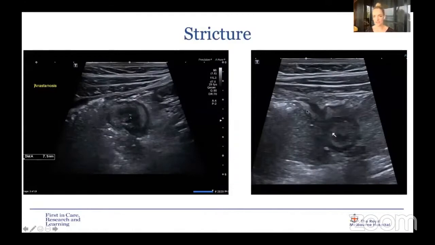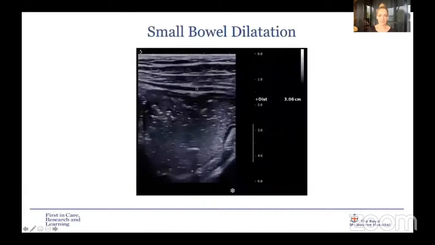This one I think demonstrates it slightly better. You've got your small bowel up here and this tight stricture here and then this area of dilatation proximal to it. You can see very thickened bowel wall at 7.1 millimetres. And as you can see, this is the area of pre-stenotic dilatation that was up at 3 centimetres, so 3.06 centimetres. So we say that anything greater than 2.5 centimetres is concerning and more than 3 centimetres is diagnostic of an obstruction.